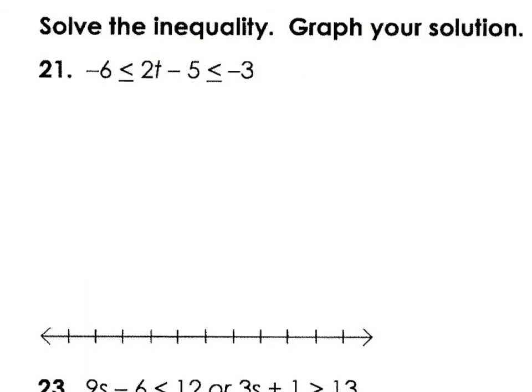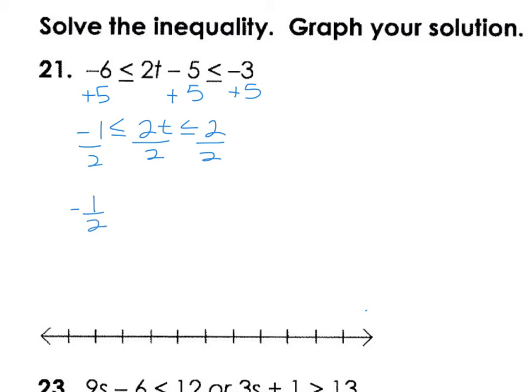21, I'm going to start by trying to get my variable by itself. So to do that, I'm going to add 5 to all 3 parts. Negative 1 is less than or equal to 2t, less than or equal to 2. Then I'm going to divide everything by 2. So that gives me negative 1/2 less than or equal to t less than or equal to 1.